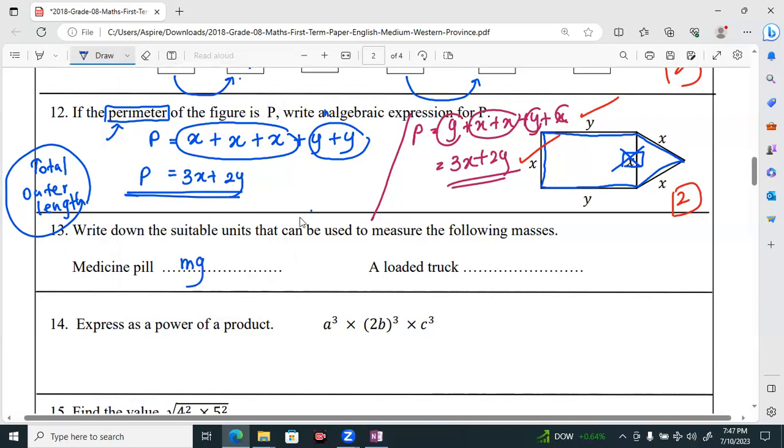A loaded truck. Tons. Yes, metric tons. Metric tons are used to measure the very large or the huge amount of weight. Sorry, mass. Okay. Express as a power of a product.